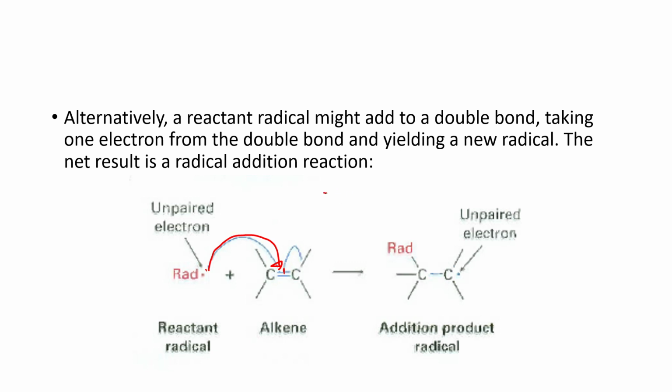Please remember that one bond is equal to 2 electrons. So this bond actually has 2 electrons. One electron will go to the radical, the other electron will move to the next carbon atom. So the radical will be attached to the carbon atom and the other electron went towards this carbon over here. Okay, so it formed one product, but that product still has a radical component.